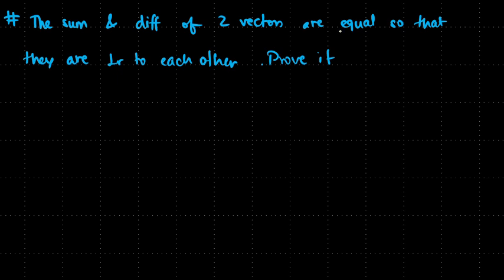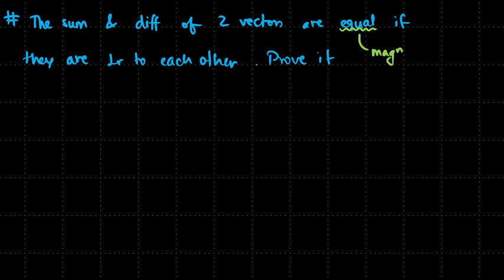the magnitude. This equal right over here might not be the best word, but this equal is in terms of magnitude. So let's just be sure. The sum and the difference must be equal in magnitude, and they also must be perpendicular. So let's change the question to make it sound better: the sum and difference of two vectors are equal if they are perpendicular to each other. So we need to prove this.